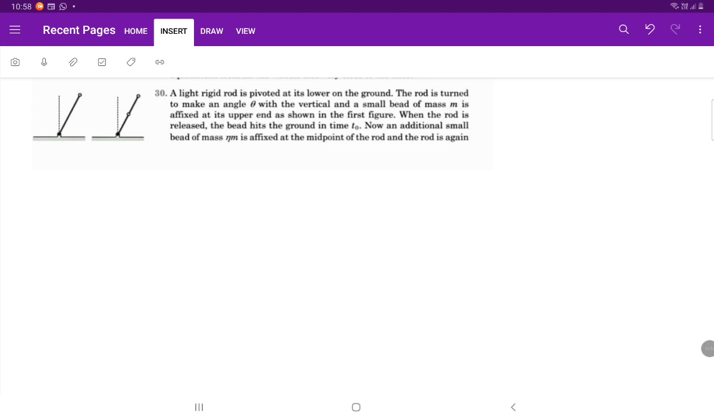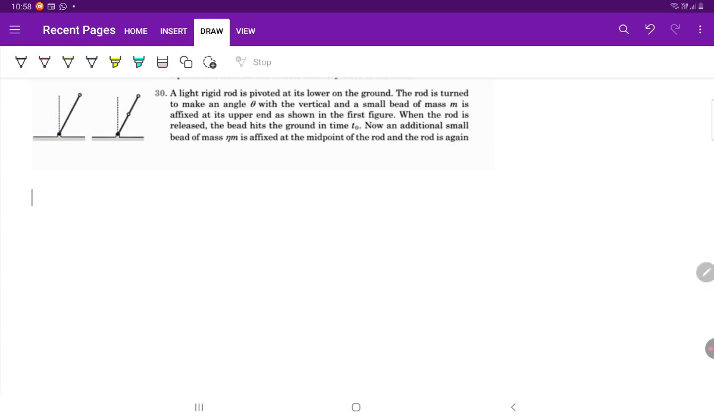So this is the last problem of today's session. The problem is actually based upon scaling, and the problem says a light rigid rod is pivoted at its lower end on the ground. The rod is turned to make an angle theta with the vertical, and a bead of mass small m is affixed at its upper end, as shown in the first figure. When the rod is released, the bead hits the ground in the time of t naught.